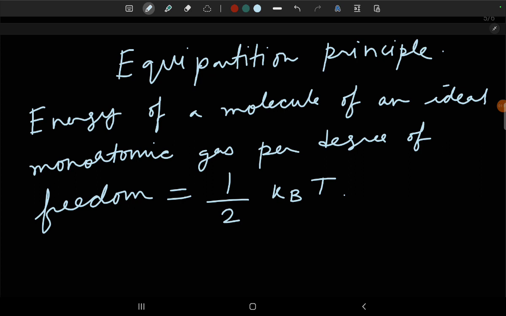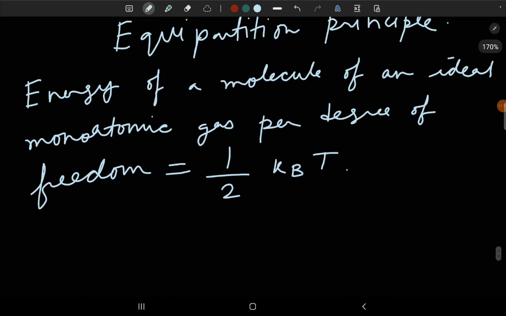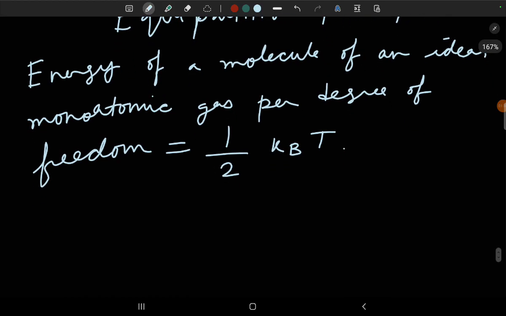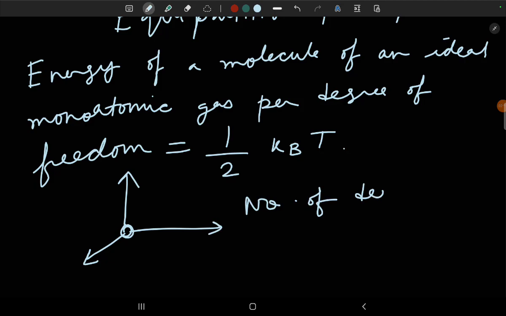Now, firstly, what is the meaning of a degree of freedom? Let's talk about 3D. A molecule in 3D will have 3 degrees of freedom. What I mean by that is it can move in the z direction, it can move in the x direction, it can move in the y direction. So the number of degrees of freedom is equal to 3.